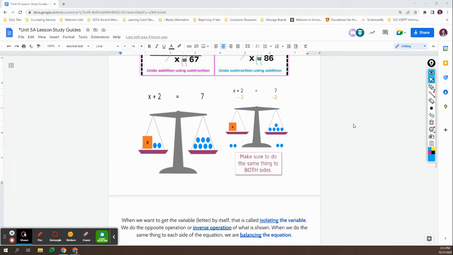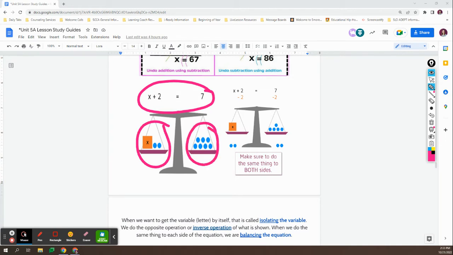So again, we just do the same thing to both sides. So if you look at this example, you start off with x plus 2 equals 7. And on one side of the scale, you have x plus 2 of those little blue circles. And on the other side of the scale, you have 7 blue circles. So they took off 2 blue circles on each side, and they were left with x on one side. And then on the other side, they were left with 5 blue circles. So we know that x would be equal to 5.